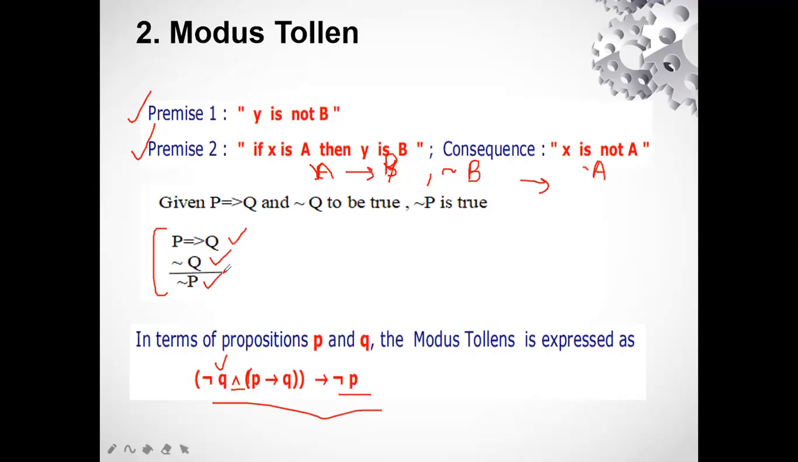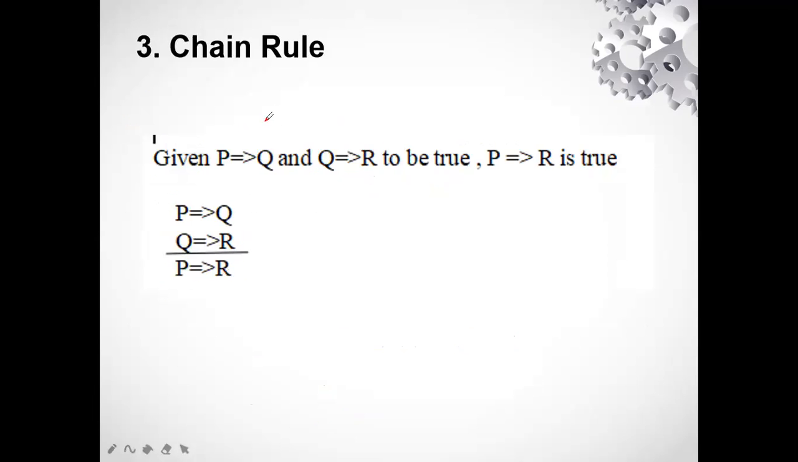We are going to use these particular rules in the questions, so we should understand them well. Now the third rule is what? This is the simplest rule we have, that is the chain rule. What does the chain rule say? Given that P implies Q and Q implies R are true, that says P implies R is true.